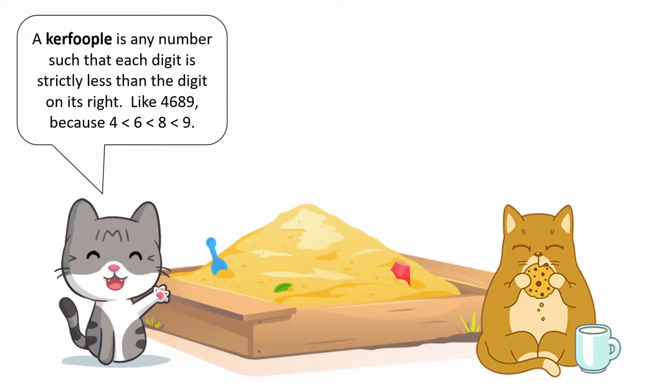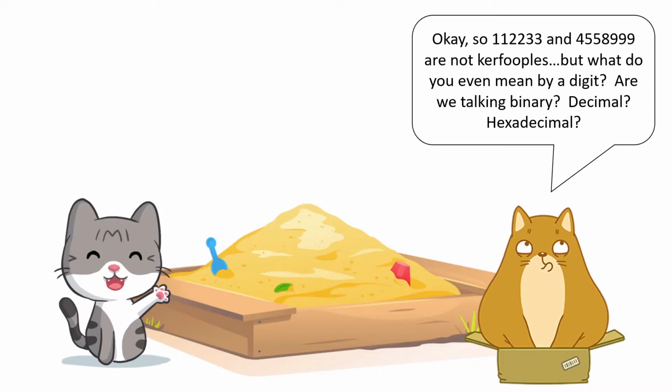Okay, so you could revise it like this. A Curfupal is any number such that each digit is strictly less than the digit on its right. So for example, in 4, 6, 8, 9, 4 is less than 6, 6 is less than 8, 8 is less than 9. So every digit is less than the one on its right, and they can't be equal.